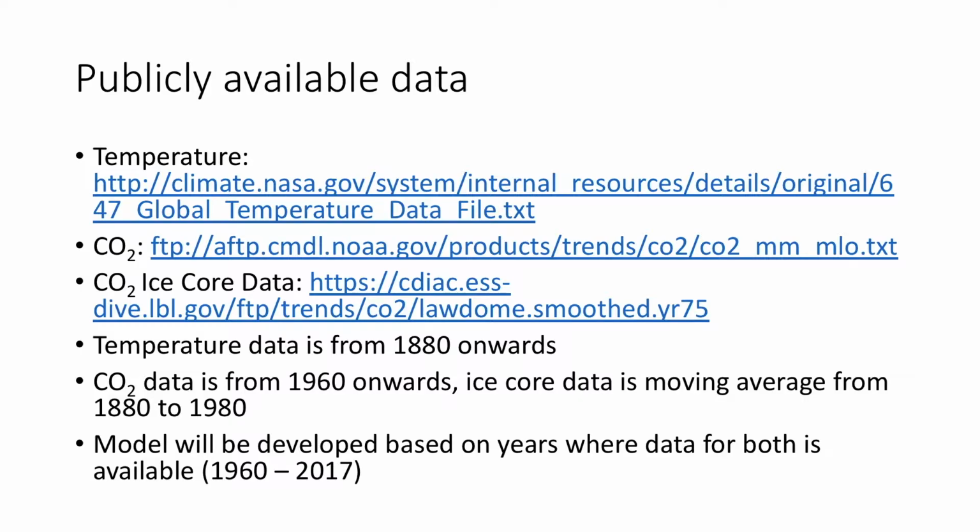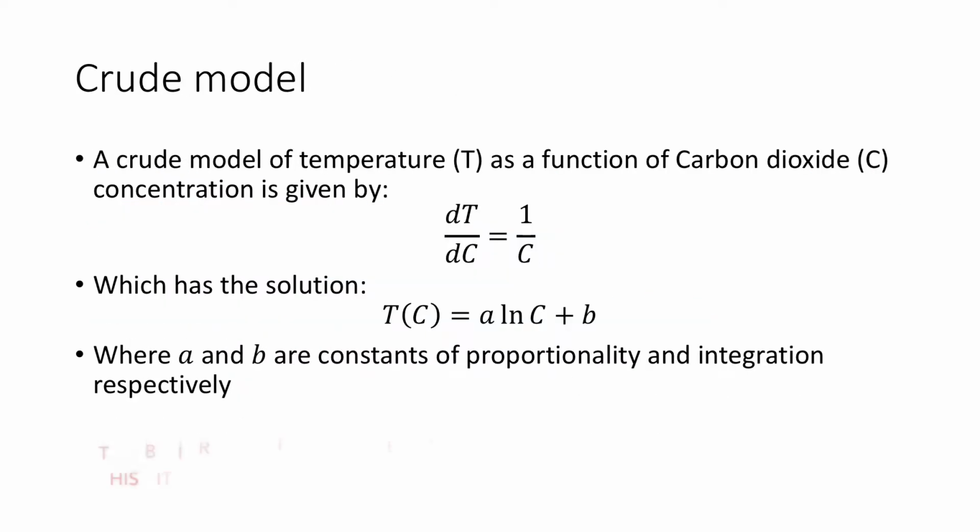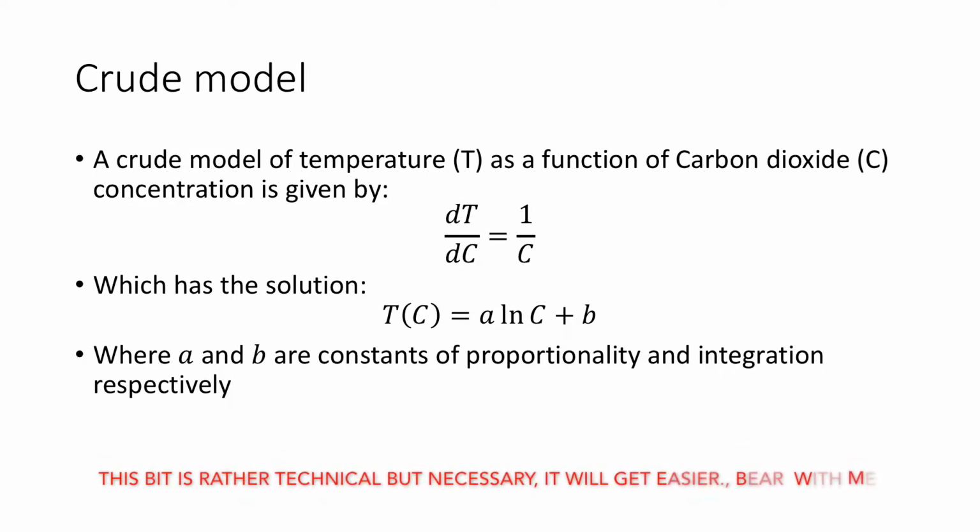In this video, I'll be talking a bit about climate change and showing how we know that carbon dioxide emissions are causing the temperatures to change. Now, I'll do this using publicly available data from locations shown on screen, and the links will also be in the description. Firstly, we start with a very crude model which relates carbon dioxide to temperature.